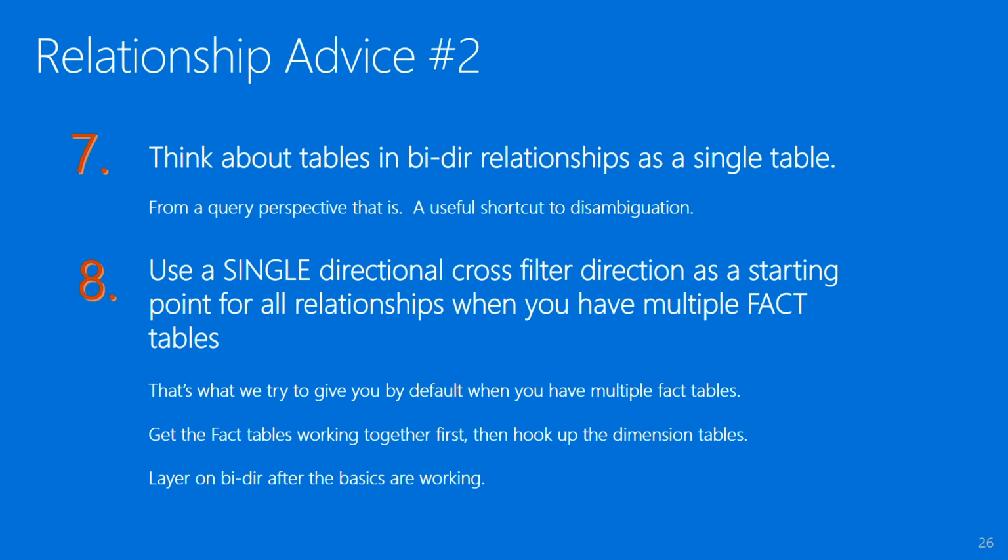So relationship advice number 2, think about your tables in bidirectional cross-filtering as a single table. And if you have a complex schema, start with everything as single directional. That actually is where we try to start you by default. Again, that's what the relationship detection algorithm is supposed to do. But first get your fact tables working together and then hook up the dimension tables, okay? Layer on the bidirectional after the basics are working.